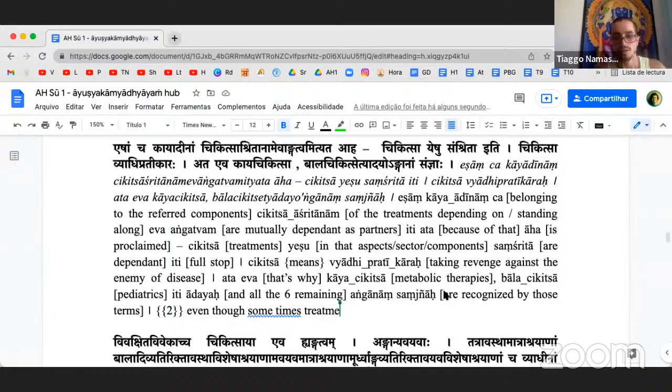I wrote, even though sometimes treatments can go only over metabolic restoration, that is kaya chikitsa, in times where the 7 subservient are necessary as complementary, they cannot be taken alone. So I cannot do just a fertilization program without kaya chikitsa. We always need a metabolic frame.